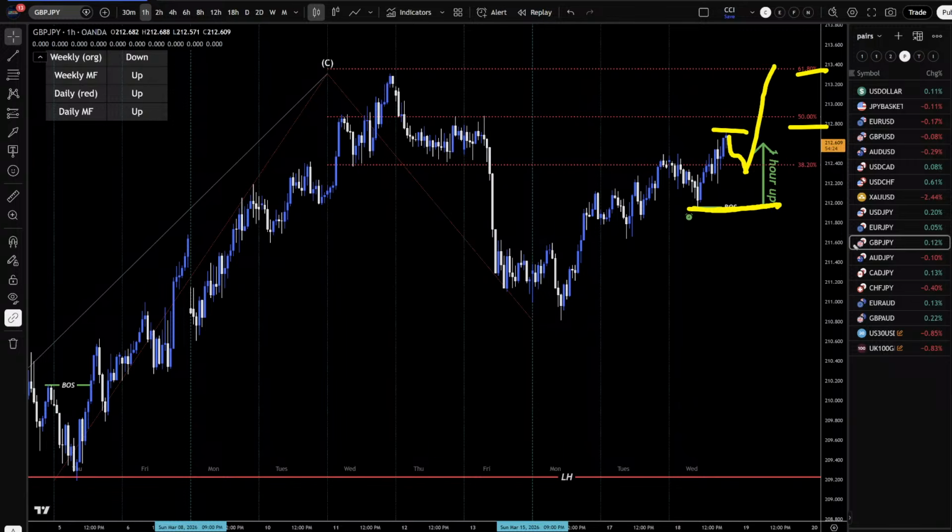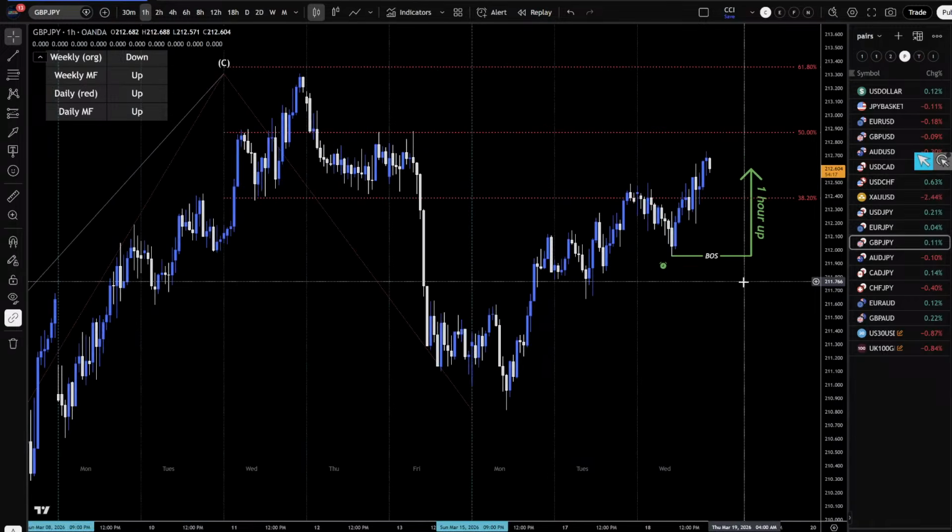So anyways, definitely bullish on that. As long as it doesn't break this low right here, which is right around 212, I would definitely be looking for nothing but longs on the pound yen. I could take a quick look at Bitcoin.